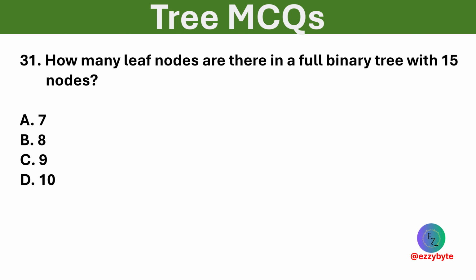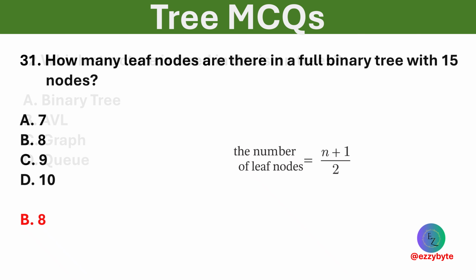How many leaf nodes are there in a full binary tree with 15 nodes? Options are 7, 8, 9, and 10. Option B is correct. In a full binary tree, the number of leaf nodes is calculated by this formula.